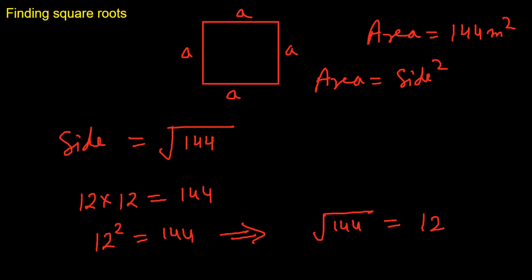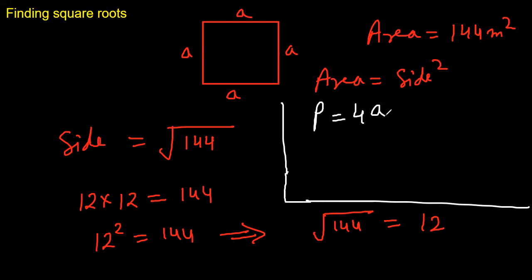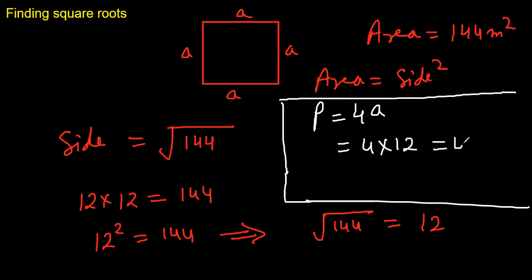So if the side is 12 meter, what would be the perimeter? We were asked perimeter, no? Let's write it here. Therefore, perimeter of the square is equal to 4 times a, P for perimeter, that means 4 multiplied by side, which is 12. So perimeter should be 48 meter. Remember, unit of area is meter square and unit of perimeter is meter. Okay.